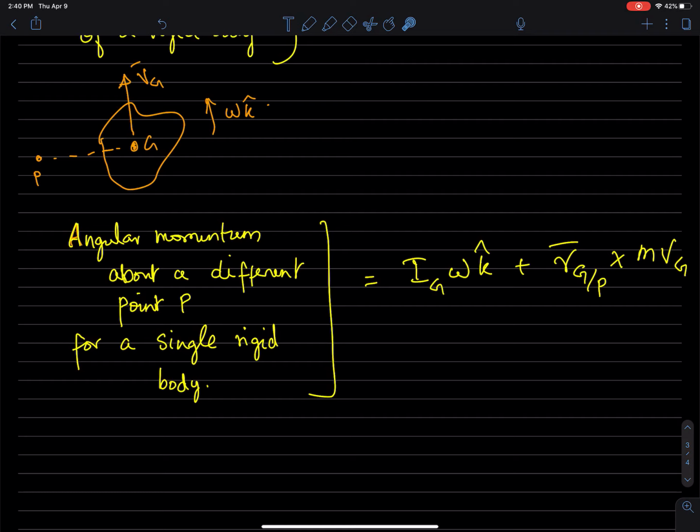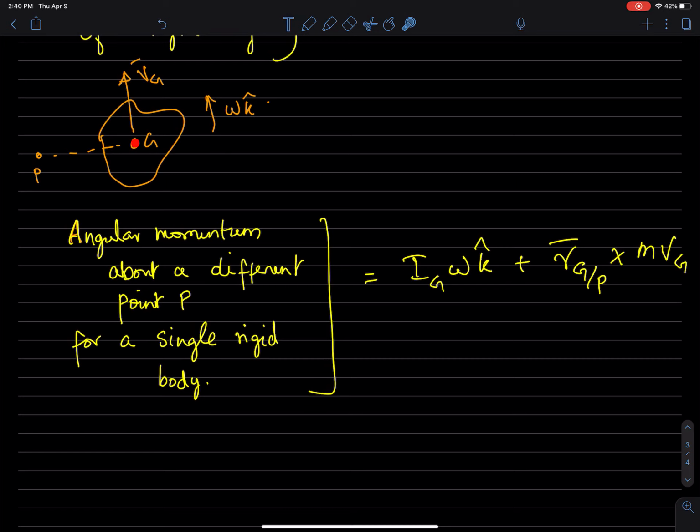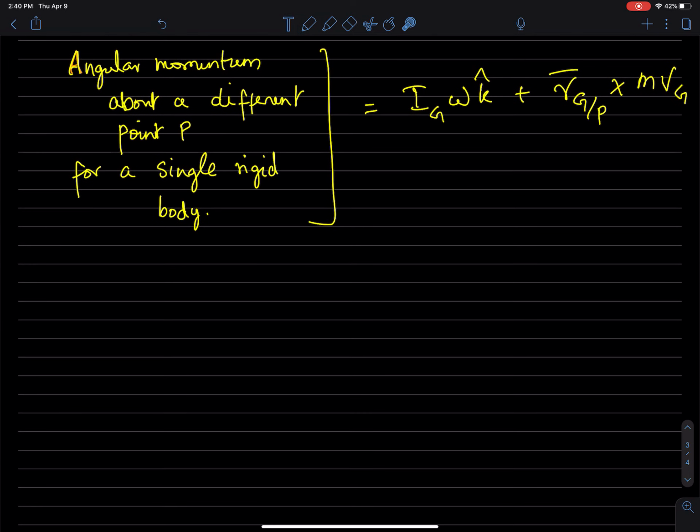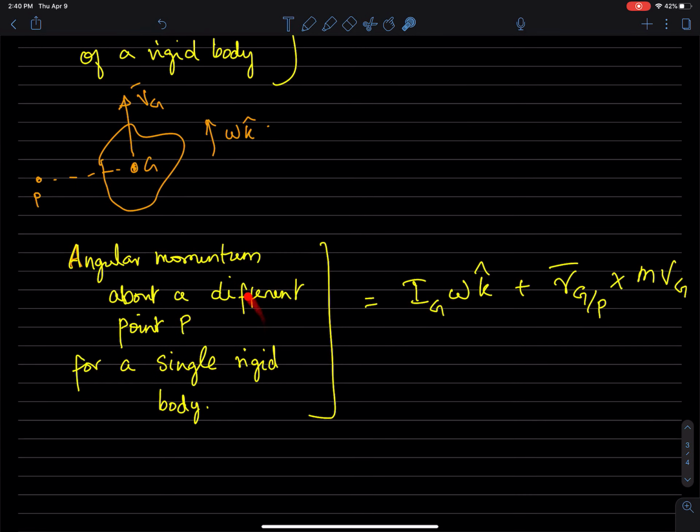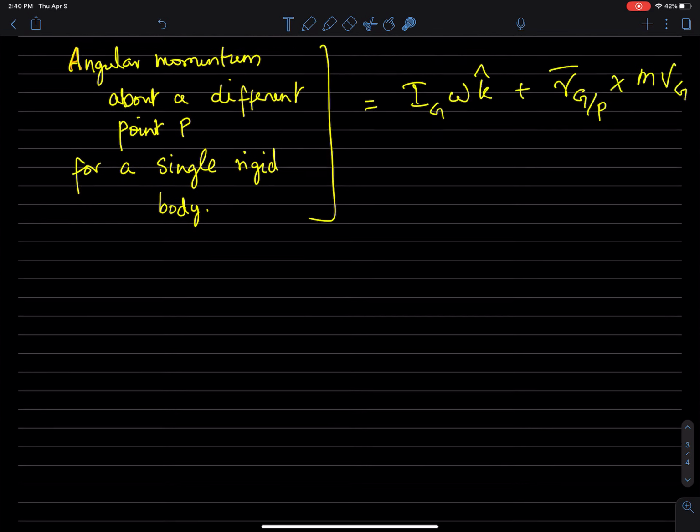So it's basically the angular momentum due to the rotation of the rigid body about its own center of mass, roughly speaking, and due to the linear motion of the center of mass. So those are the two terms here. Okay. This is due to the angular velocity. This is due to the linear velocity of the center of mass. So that's for angular momentum of a single body.